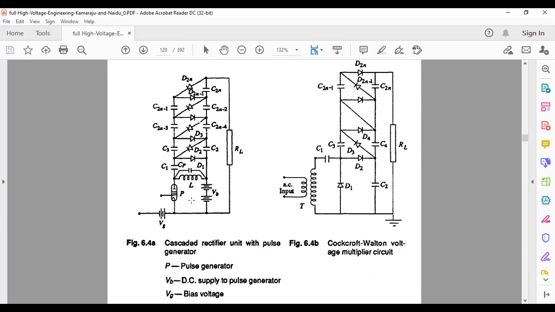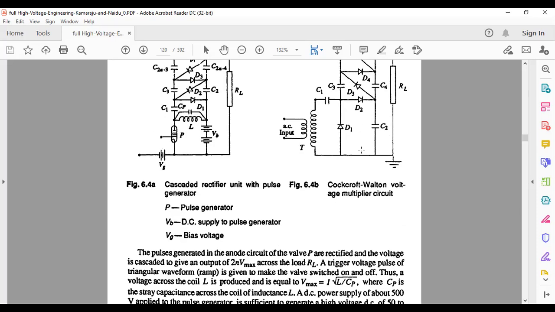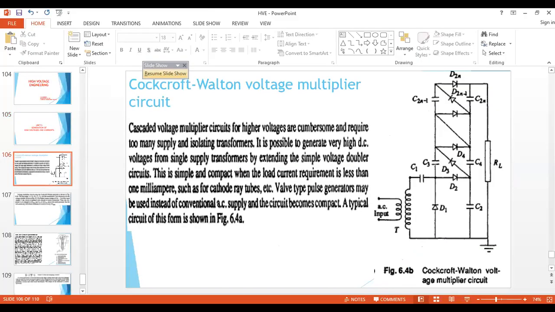The first one is the cascaded rectifier unit and the second one is the Cockcroft-Walton voltage multiplier circuit. This one is very, very important compared to the other, so I am going to discuss this one now. So this is the Cockcroft-Walton voltage multiplier circuit.